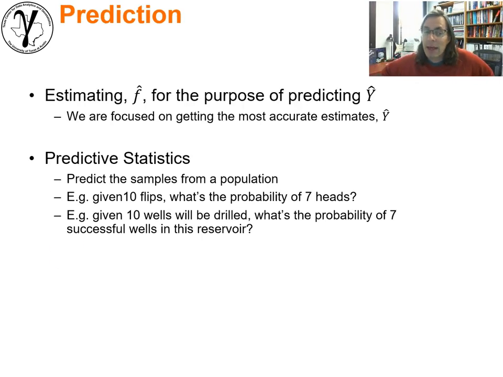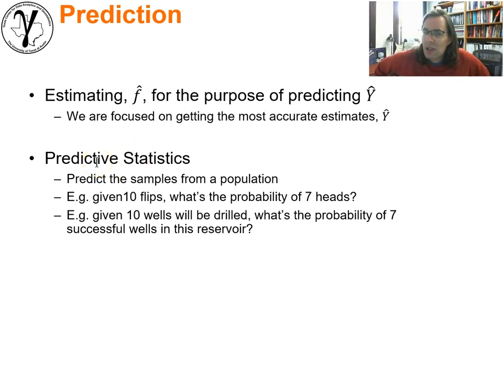Prediction is about estimating that function f hat. We're representing the fact that we're estimating the function to move from x's to y's for the purpose of predicting y hat, because we're making a prediction at y. We are focused on getting the most accurate y hat, that we can get the best, most accurate y prediction.